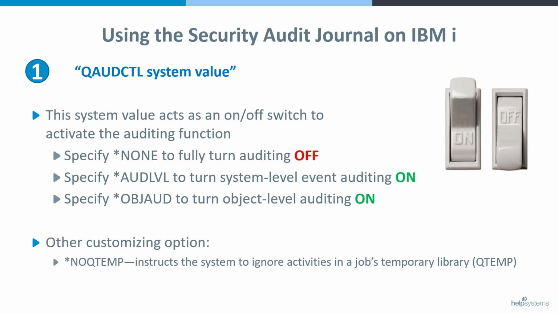There is a third option, *NOQTEMP, that I've listed down at the bottom, that instructs the system to not pay attention when activities are occurring in a job's temporary library. You may know this as the QTEMP library. Arguably each job has one. It's a scratch pad, and the information there typically is not something that has to be audited. However, it's a very, very subtle noise filter. It's not going to make a major difference.